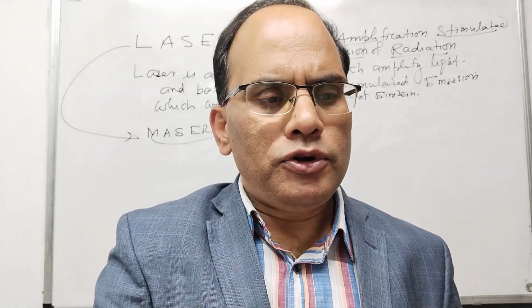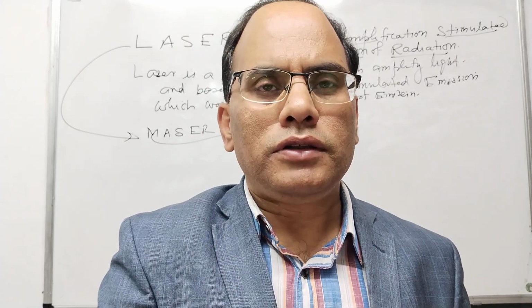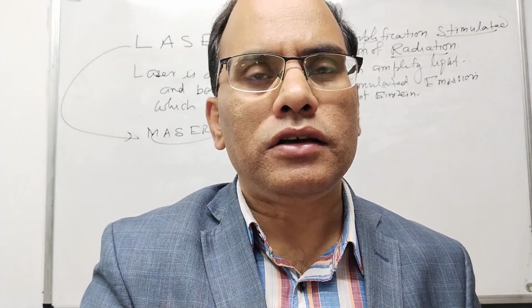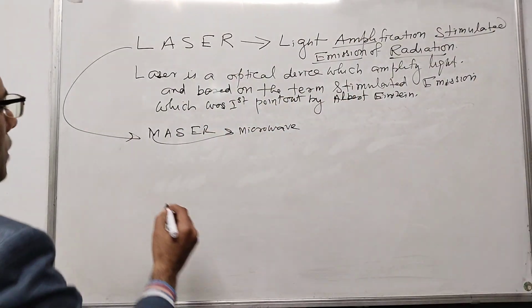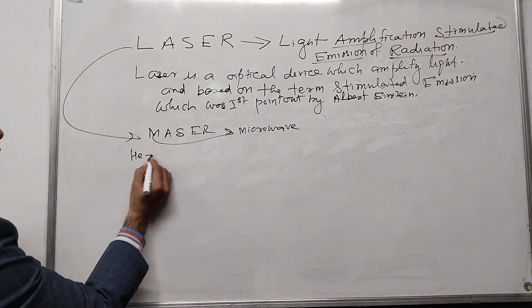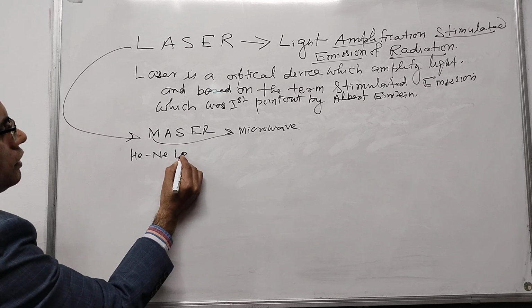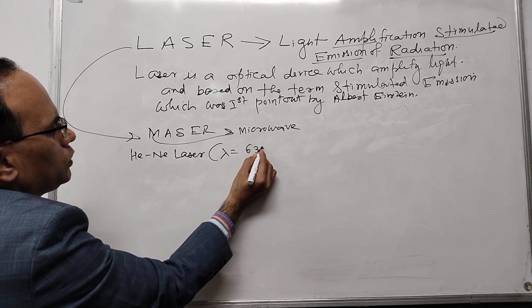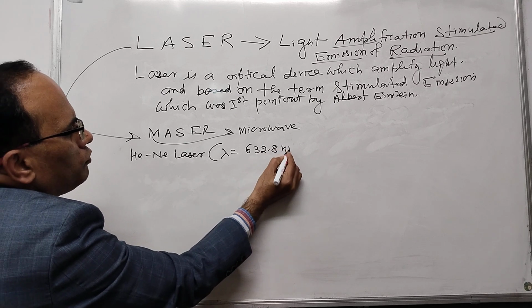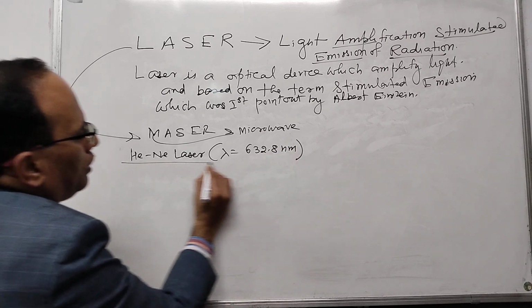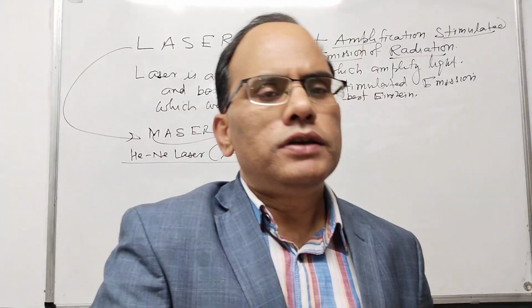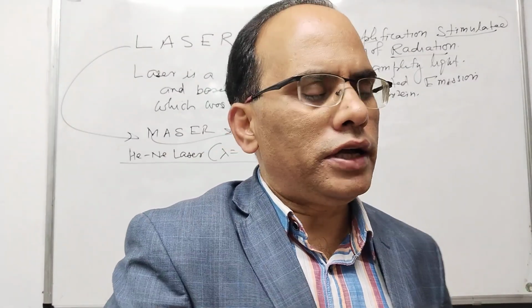Have you heard of the simplest kind of laser, called the helium neon laser? And what is the wavelength of that laser? The simplest kind of laser is the helium neon laser, and its wavelength is 632.8 nanometer. Now how it works, I can give a simple diagram.